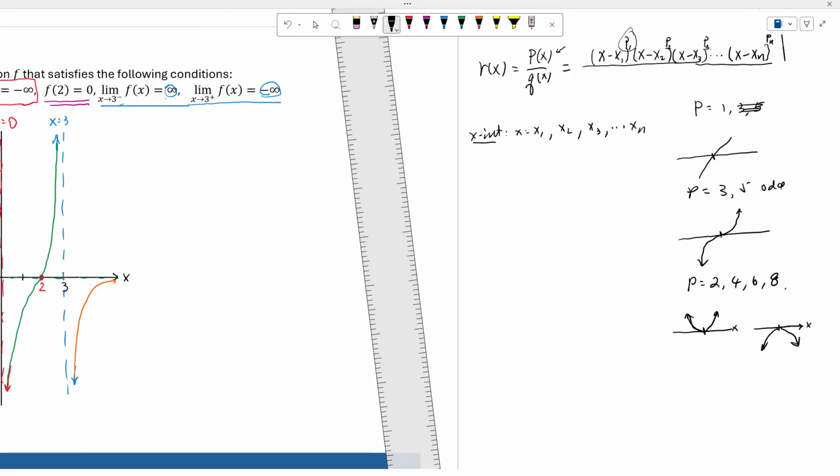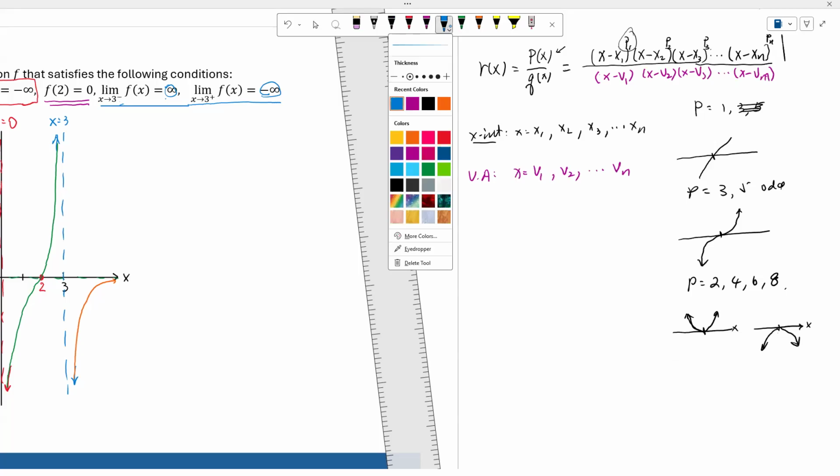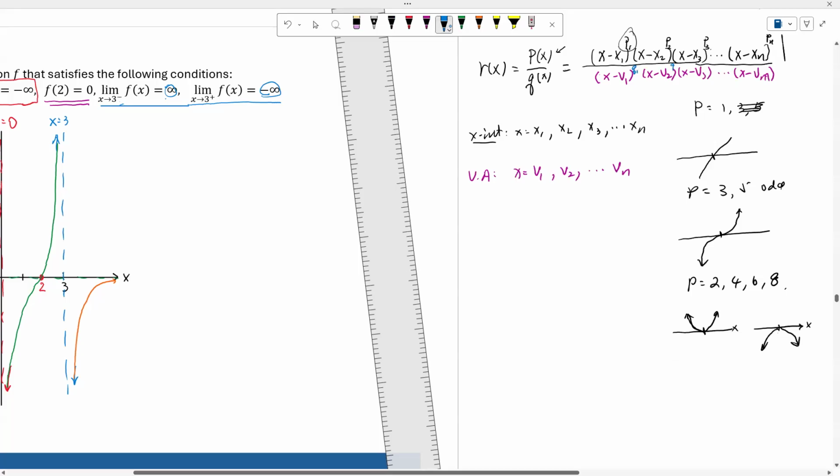Then now, how about the denominator? The denominator is related to the vertical asymptotes, x equal to v sub 1, v sub 2, up to v sub n. Same thing, I will have x minus v sub 1, x minus v sub 2, x minus v sub 3, and then up to x minus v sub n, or maybe we call it m then. And again, we also have the power. Maybe we call the power q then: q sub 1, q sub 2, up to q sub n.